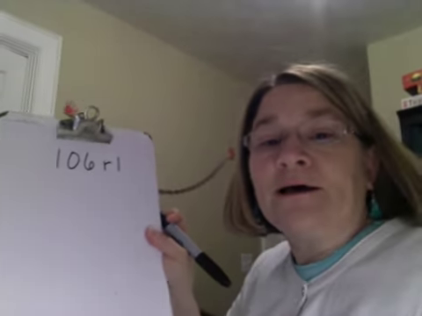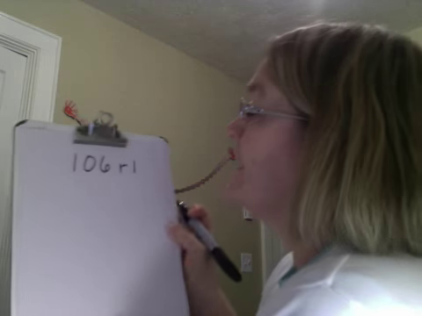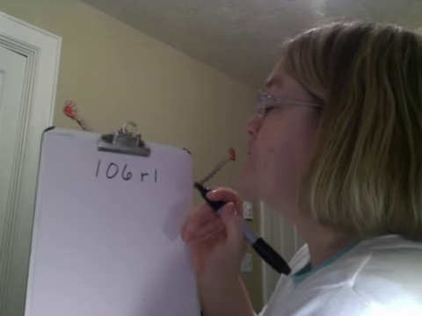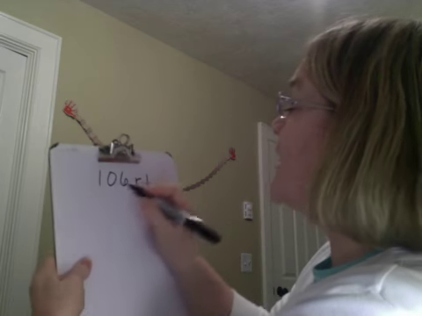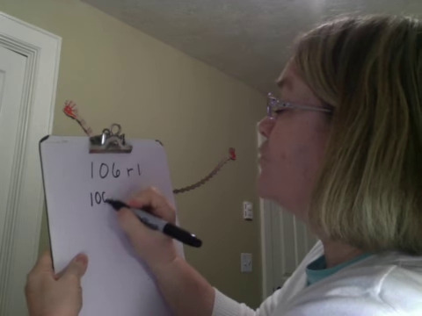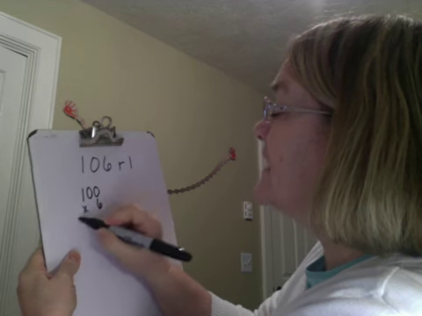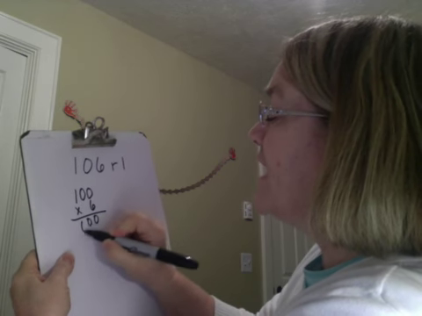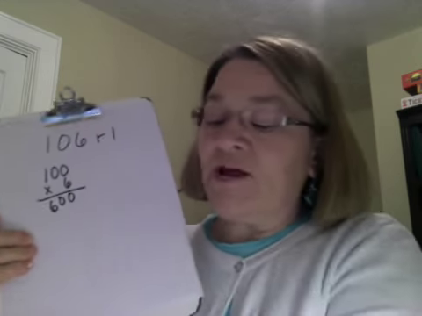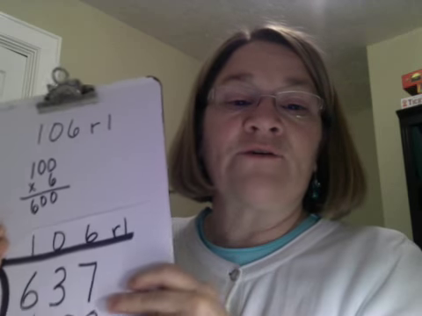Now let's talk a little bit about what we did last night. Let's talk about whether or not it's reasonable, how we can check to see. Our answer was 106, remainder 1. So with that, we could do some checking. We can take the 106, round it to 100, times it by 6, because that's what we are dividing, and we end up with 600. Now let's compare that to our answer.